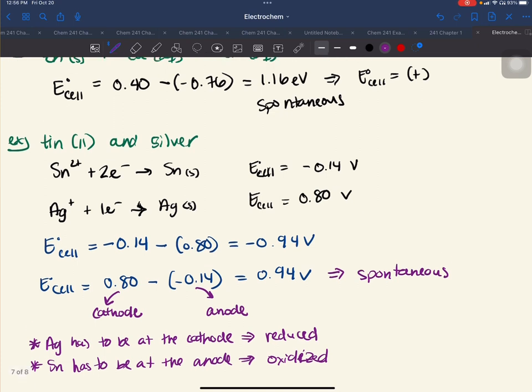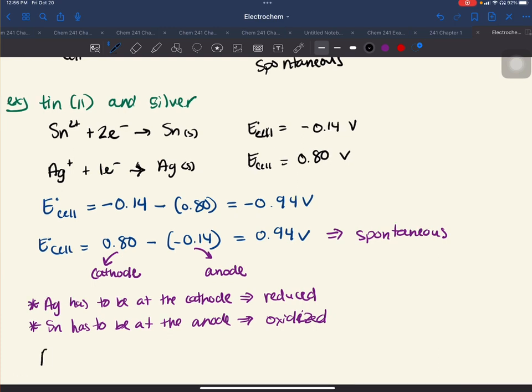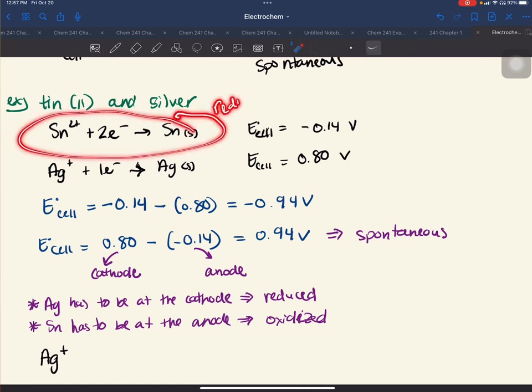All right, now something that people get a little bit confused about is you still have to get a balanced chemical equation. You'll notice that with tin, we have 2 electrons, but silver only has 1. Since silver is at the cathode and being reduced, I know that I can list it as Ag plus 1 electron will yield Ag solid. Since tin is at the anode and being oxidized, I'm going to have to flip this equation right here because remember, this is the reduction and we need to show the oxidation.